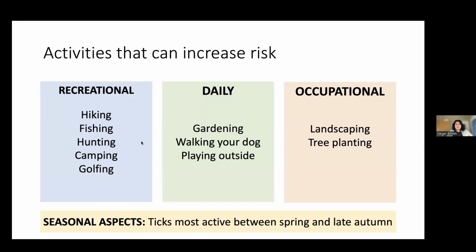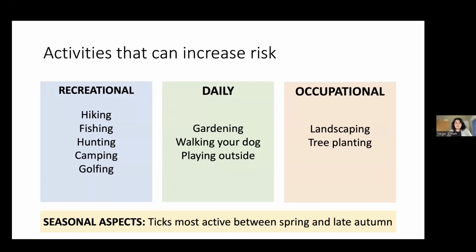And so then the question becomes, well, what activities increase risk? And so we can break it up into different categories. We can think about it in the context of recreational activities such as hiking, fishing, biking, camping, all the activities that would have you engaging with your environment and either bushwhacking or getting out there. We can think about daily activities such as things that you might not necessarily think might increase your exposure to ticks, such as gardening, walking your dog, playing outside. And then there are occupational activities such as landscaping or tree planting or being an arborist.